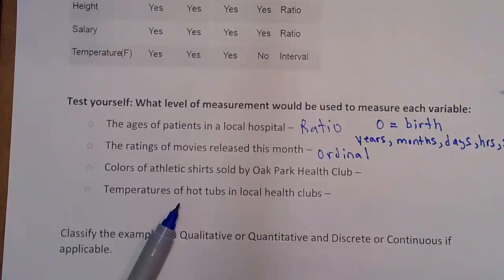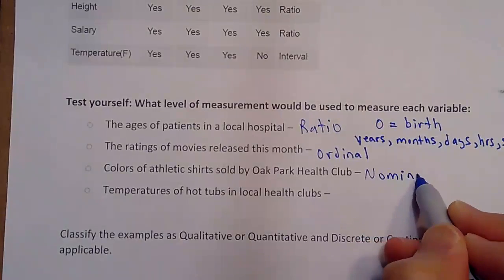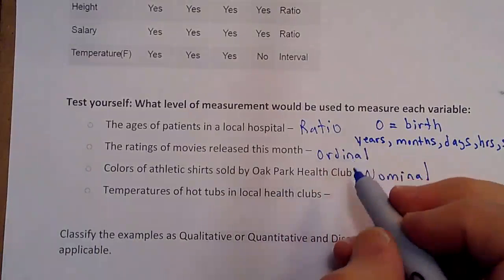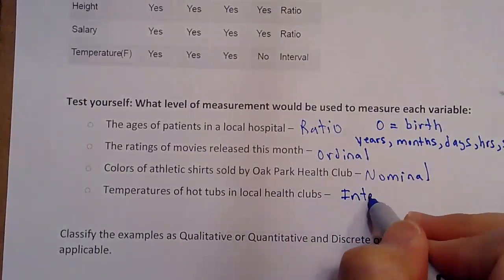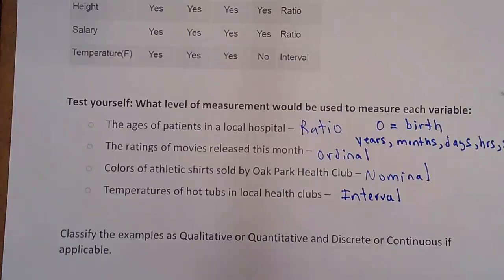Okay, colors of athletic shirts sold by Oak Park Health Club. So again, colors, that's nominal. And then the last one, temperatures of hot tubs in local health clubs. So that's interval. We talked about temperatures earlier. It's interval. Okay. And then I'll just stop there.